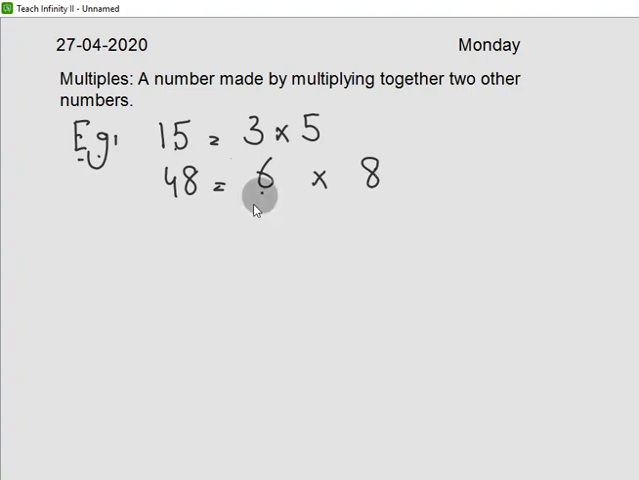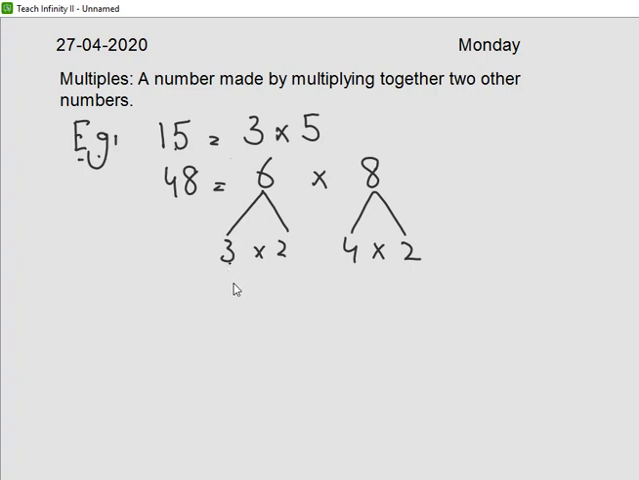Similarly, we are writing 6 is 3 multiplied by 2, and 8 is 4 multiplied by 2. So this 6 is the multiple of 3 and 2, 8 is the multiple of 4 and 2, 48 is the multiple of 6 and 8, and similarly 15 is the multiple of 3 and 5. And this 48 is also the multiple of 3, 2, 4. I think multiple is cleared.